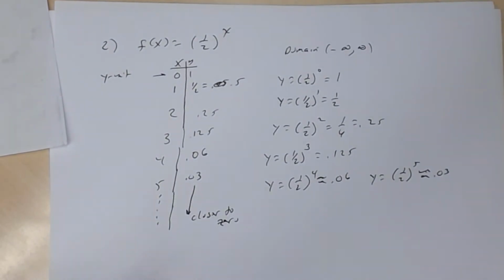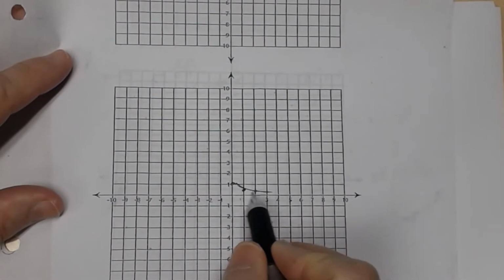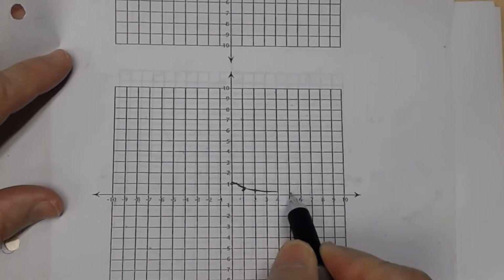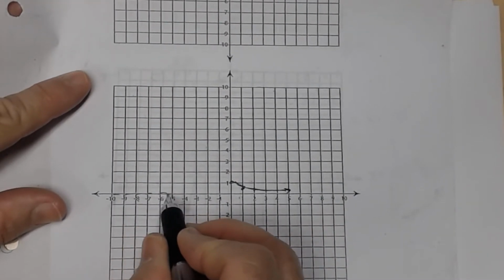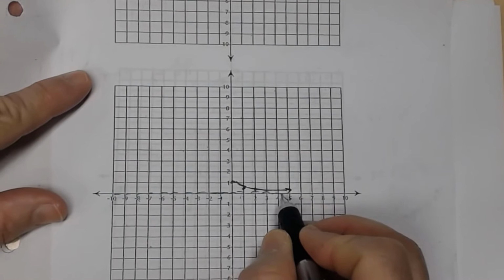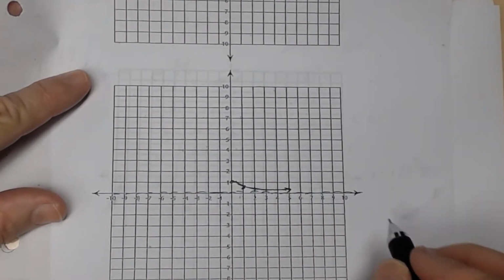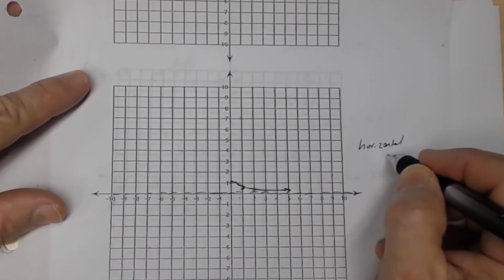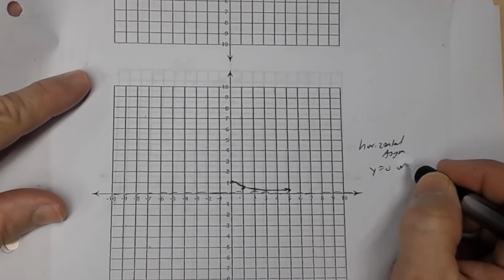Okay, so it's just kind of like the discussion we had in the previous problem. So basically what's happening is this. If you plotted those points, your y values are getting closer and closer to the x-axis. So the x-axis, again, is a horizontal asymptote. So in this case, your horizontal asymptote is y equals 0, or the x-axis.